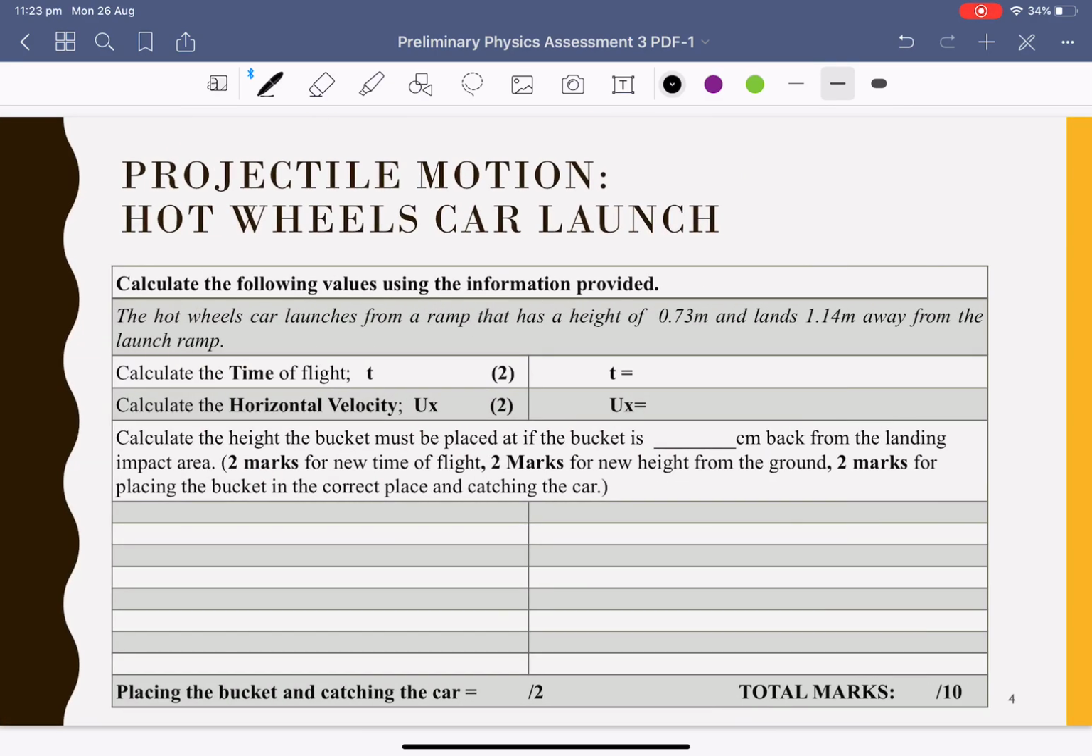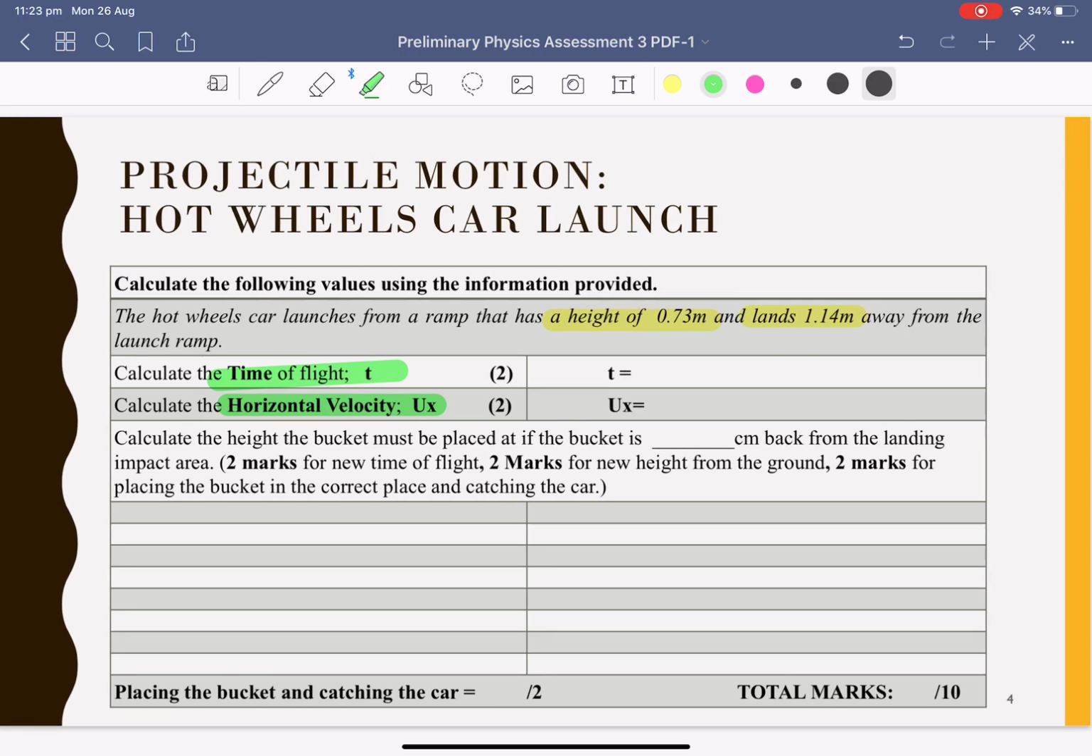If we look at question number 1, what we're focusing on here is a Hot Wheels car launching horizontally from a ramp. The ramp's got a height of 0.73 meters, and the car lands on the ground 1.14 meters away. The few things we need to calculate in this question are the total time of flight of the car, the car's horizontal velocity, and then in the third part, whereabouts we are going to place a bucket to catch the car if that bucket was a little bit back from the landing ramp.